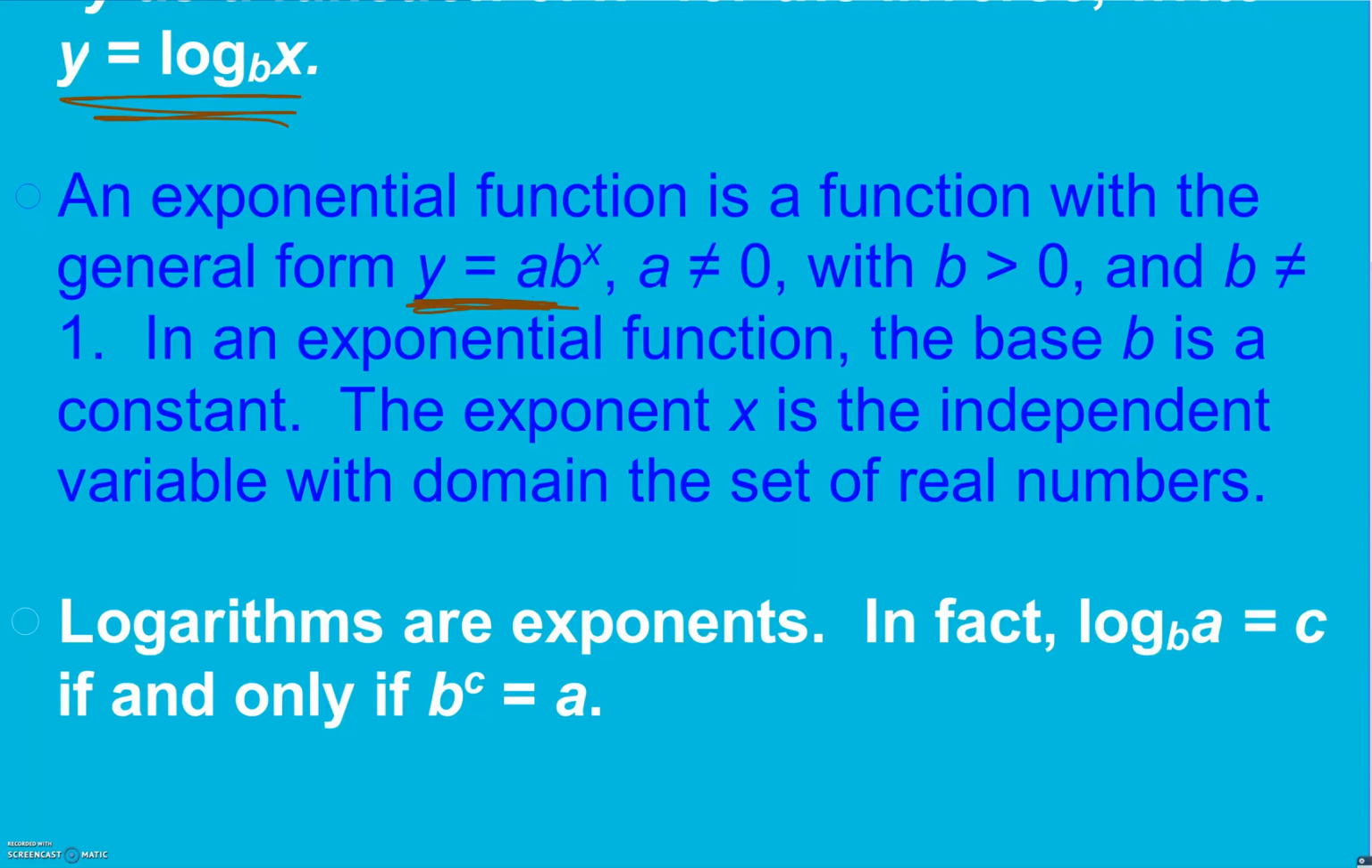Logarithms are exponents. So, log base b of a equals c only if c is the exponent to b and it equals a. So b is the base in both, a is the result, and c is the exponent. That's the only way these two are equivalent.